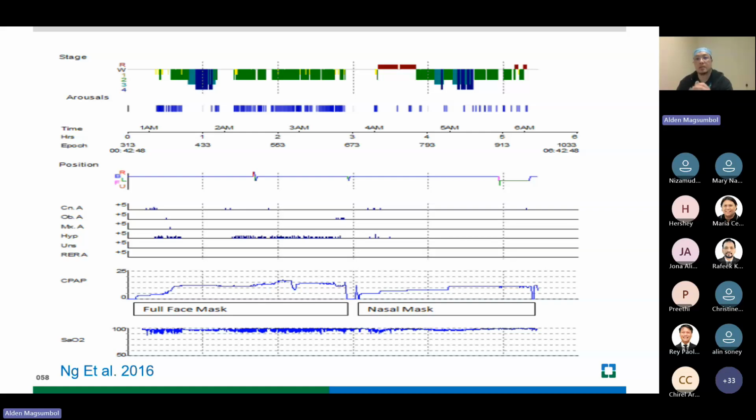This is a polysomnography summary of case number one, the first line from the previous slide. This is a 38-year-old male with a diagnostic HI of 50, showing CPAP titration findings from the two mask interfaces on the same night. The summary demonstrated that changing from a full face mask to a nasal mask led to resolution of the problem.